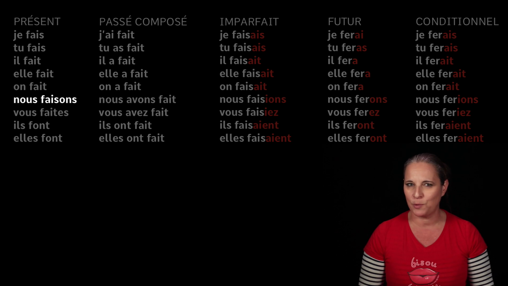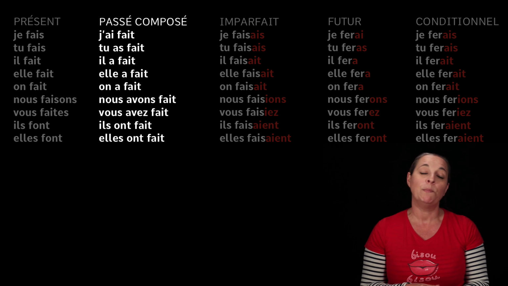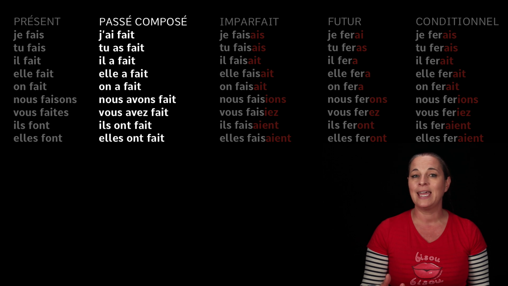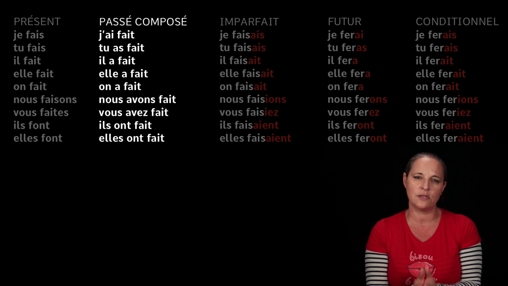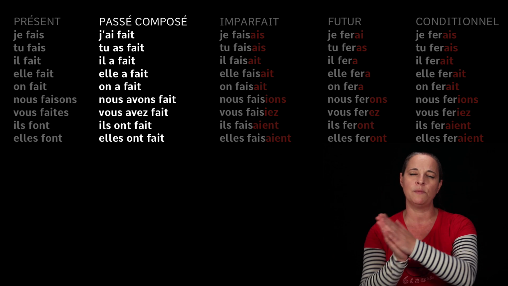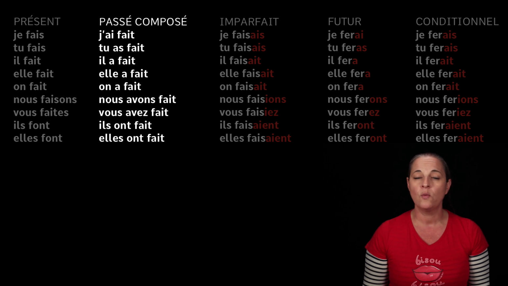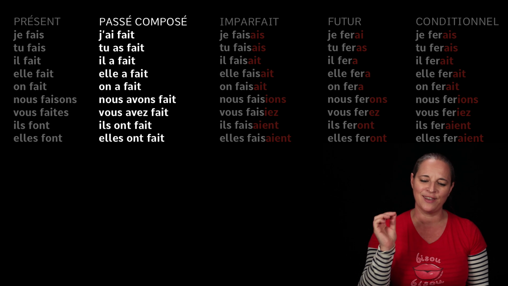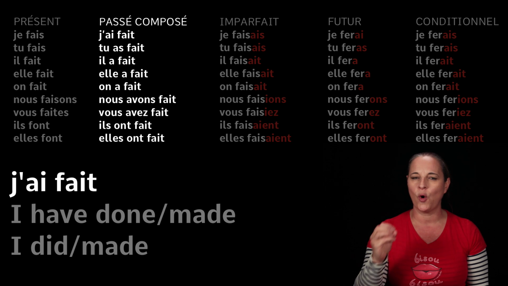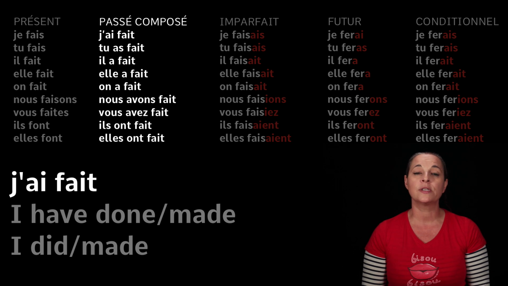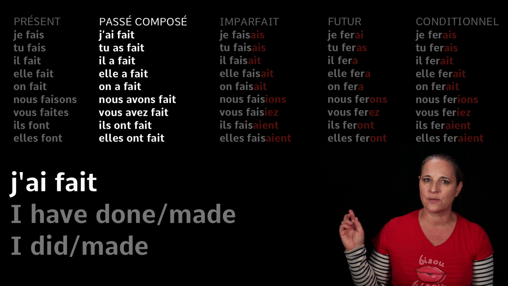But let's do the passé composé now. The passé composé is formed of the auxiliary verb to have or to be. In that case, for faire, it is to have. So we need to know how to say I have, you have, he has, and so on, plus the past participle of faire, which is fait. Now, in order to say I have done or I did, because that's exactly what we are trying to translate with the passé composé, we do it this way.